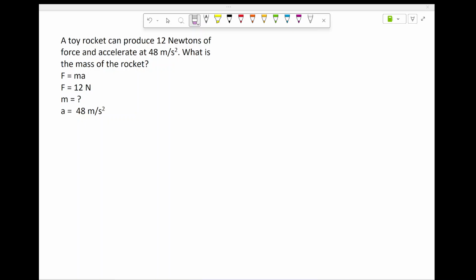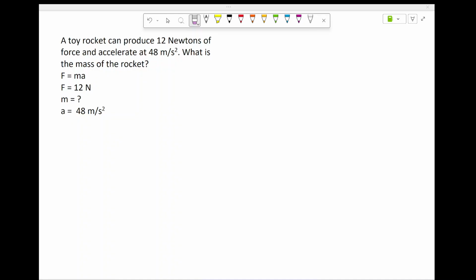Hello everyone. In this lesson, we're going to look at how to use the algebra solution method for a Newton's second law problem. So the problem reads, a toy rocket can produce 12 newtons of force and accelerate at 48 meters per second squared. What is the mass of the rocket?